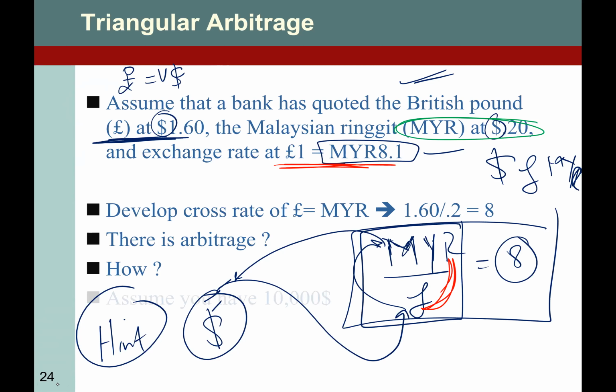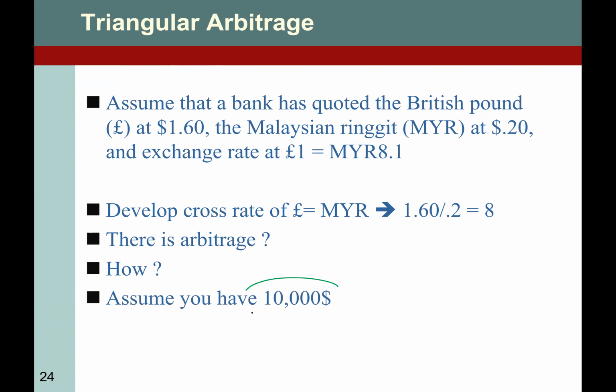Let's talk about this. Assume we have $10,000. How can you make a profit? Remember, in real life, these are just programs. Whenever this kind of arbitrage opportunity opens, or this window of triangular arbitrage opens, it just pops up on your screen, and you start clicking the buttons, and that's it.